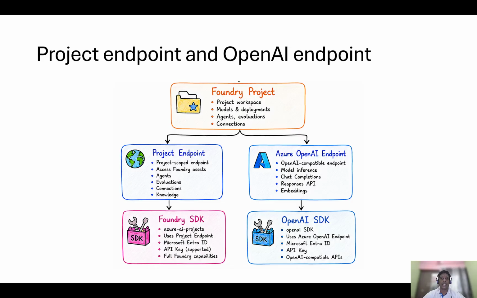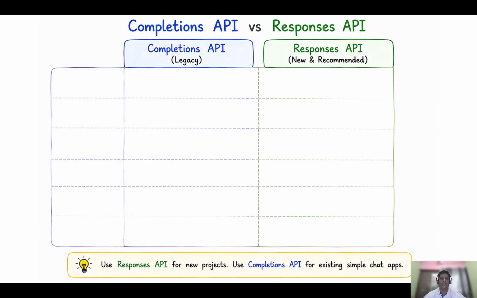For authentication, you have two common options. Either you can use the API key or you can use the Microsoft Entra ID. For production applications, Microsoft recommends the Microsoft Entra ID because it avoids embedding secrets and integrates with the Azure identity and role-based access control.